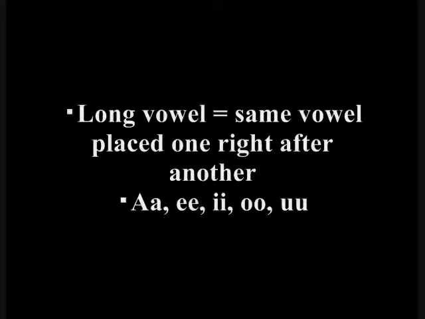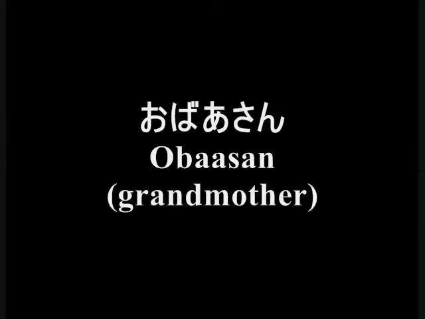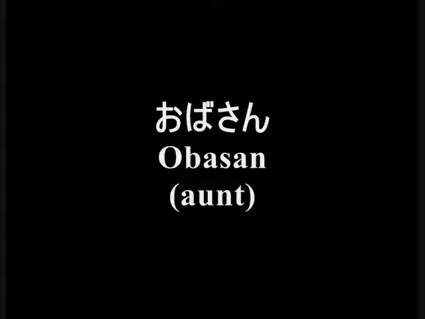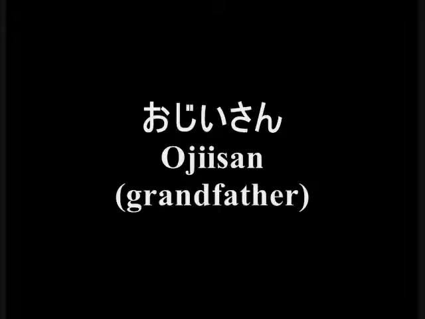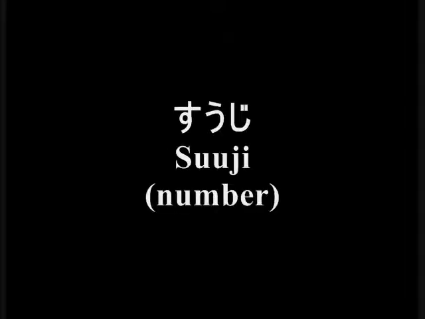When it comes to long vowels, when the same vowel is placed one right after the other, the pronunciation of the vowel becomes about twice as long as the single vowel. Be sure to hold the sound long enough because the length of the vowel can change one word to another. For example, obaasan, grandmother, obasan, aunt, ojiisan, grandfather, ojisan, uncle, suji, number.